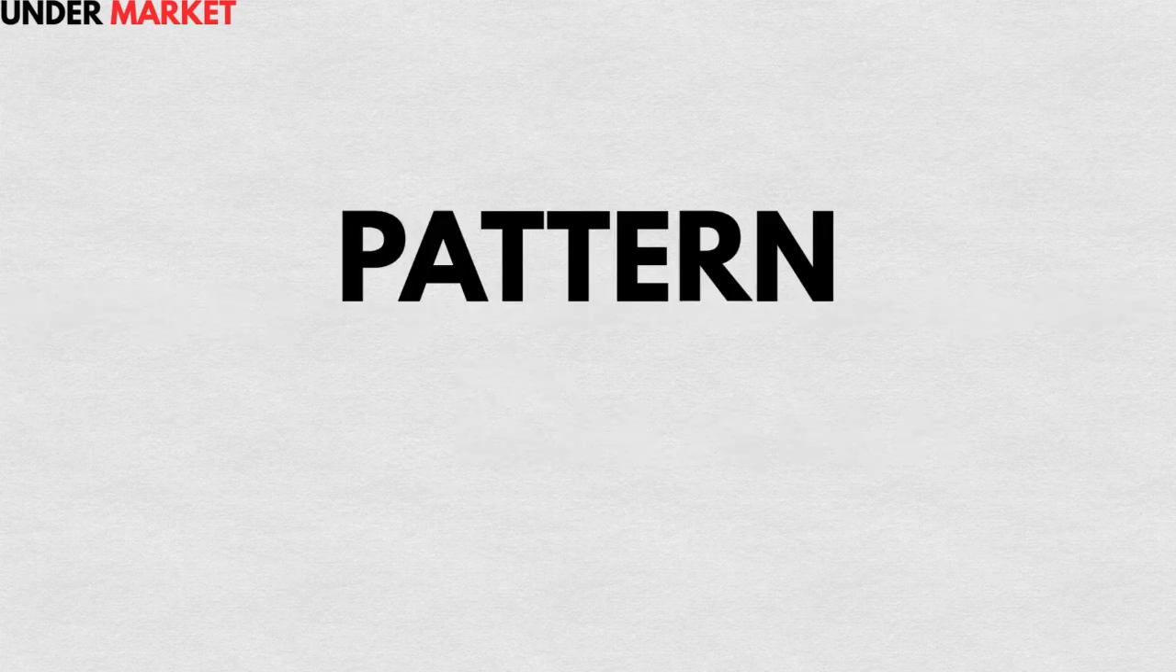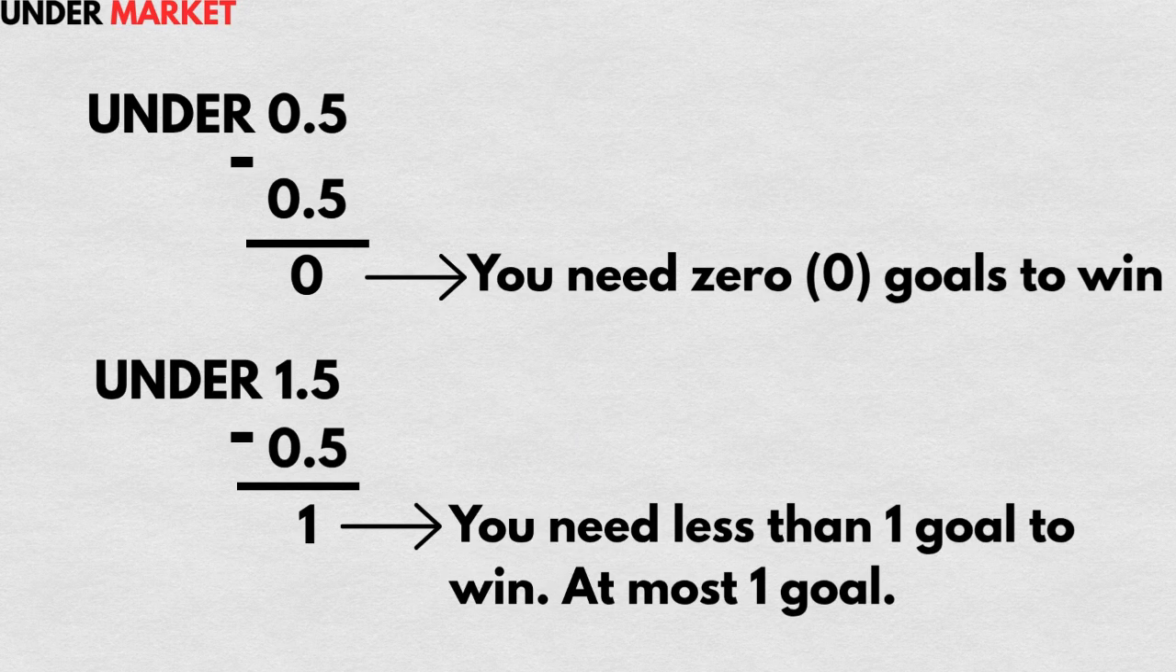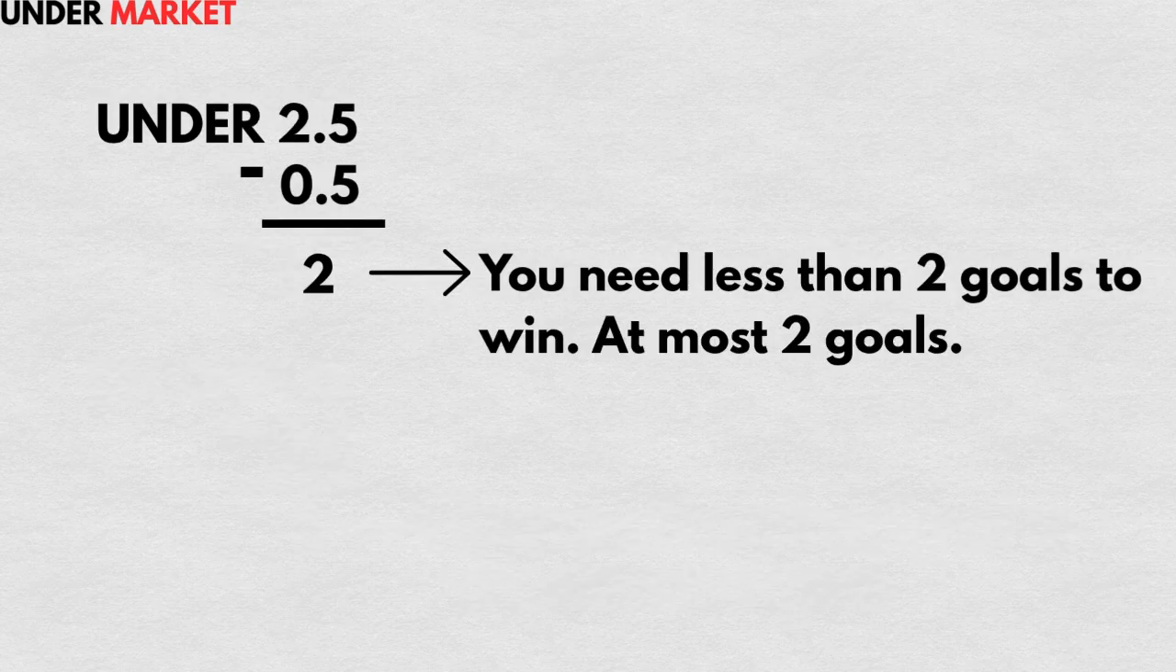Have you noticed the pattern here? Subtracting 0.5 from your original option gives you your desired result. 0.5 minus 0.5 is equal to 0. 1.5 minus 0.5 is equal to 1. And 2.5 minus 0.5 is equal to 2.